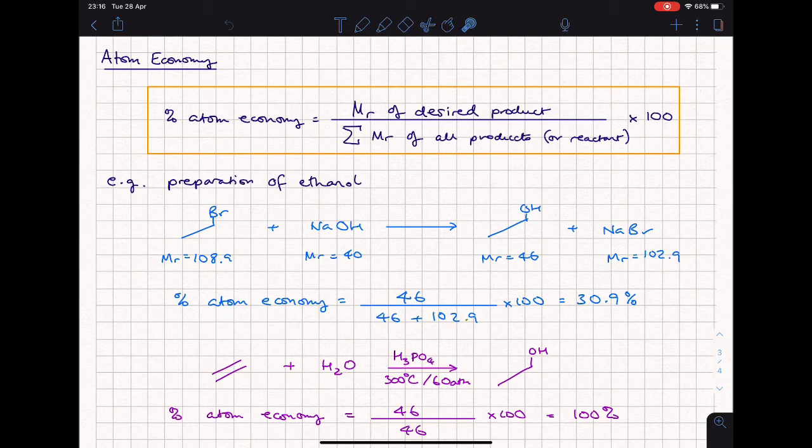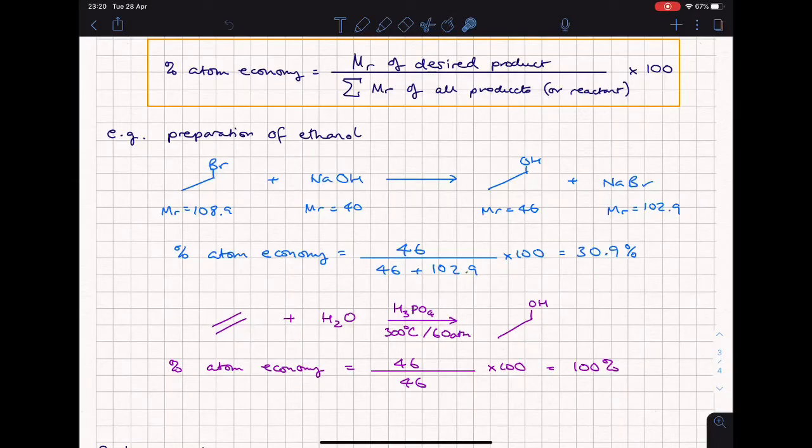So it's better for us to choose reactions with high atom economy if there's a choice of reactions to make a desired product. So in this example of preparing ethanol, there's a number of different reactions that can make ethanol. For example, you can use fermentation from sugar, you can use hydration of alkenes as we've got here, or you can hydrolyze a haloalkane as you've got here.